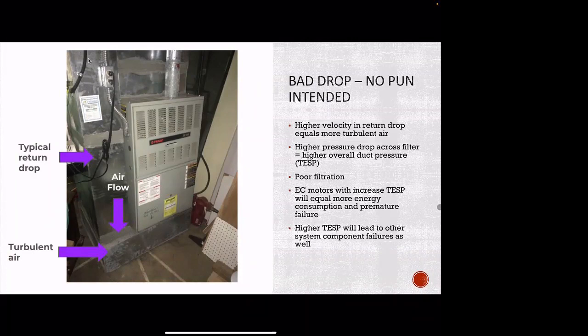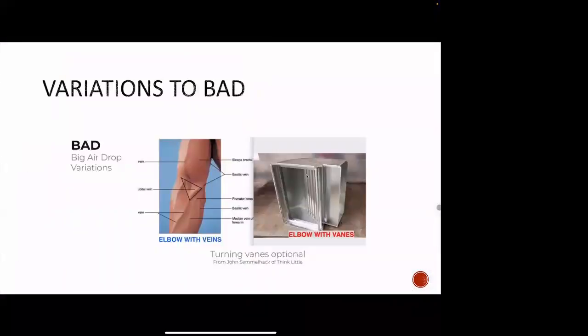Higher total external static pressure will also lead to other system component failures as well: coils, heat exchangers, compressors. It's all about that proper air movement through the system. So the variation to a bad, or that big air drop here, is if you don't have room. Not saying you have to have the filter in the horizontal position. You could put it in the vertical position, but anything that you can do with vanes or turning vanes inside of a drop is going to help reduce that turbulent flow, which is also going to help reduce that pressure drop.